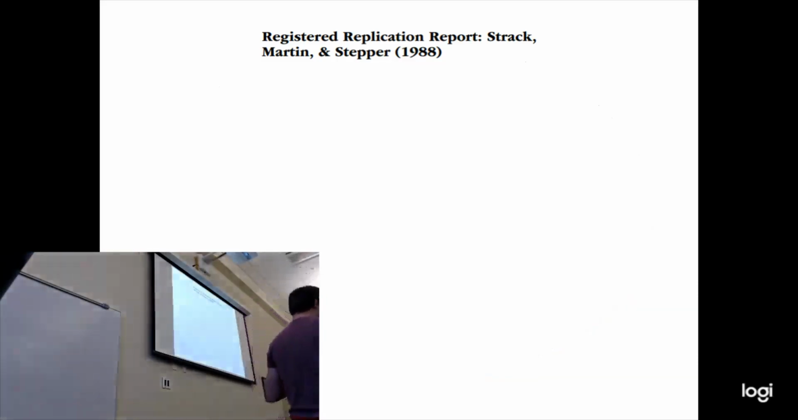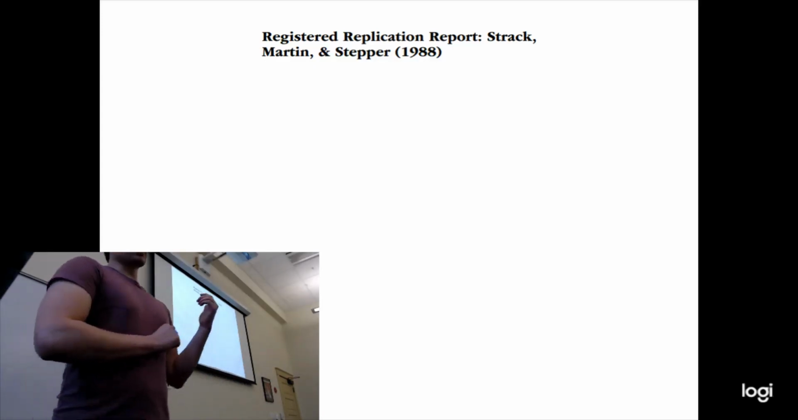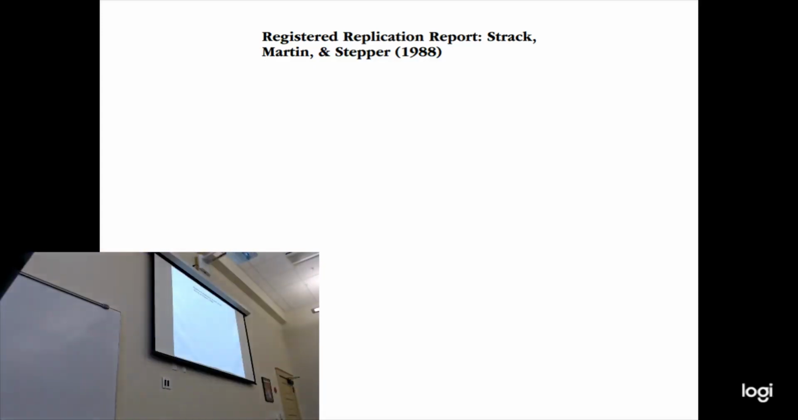So one of the things that's been happening, particularly in social psychology, but in psychology in general, is that a lot of people are becoming more interested in doing old classic studies again to see if they produce the same results. One of those was called a registered replication report. The basic idea is you get a bunch of labs to sign on board to do the study again and see if you get the same results.